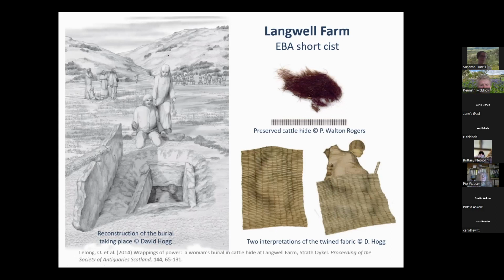And there are a number of different short kists that have similar twined fabrics, also sheepskin, not a wool textile, but a sheepskin found up in Spinningdale. And so there's actually a very interesting cluster in Scotland of short kist burials with these twined fabrics and animal hides.